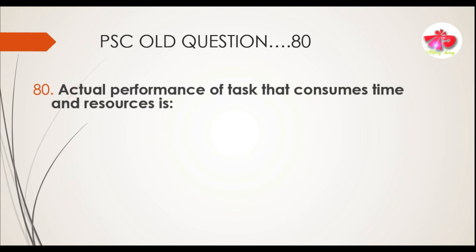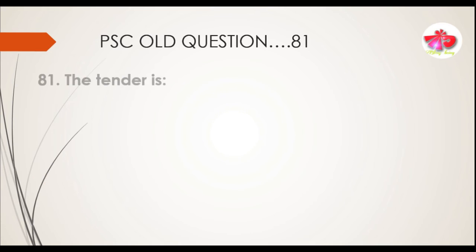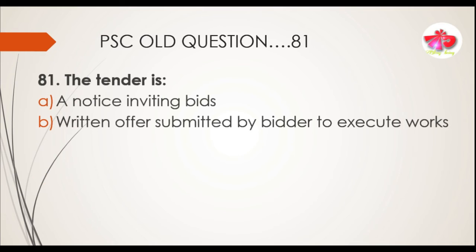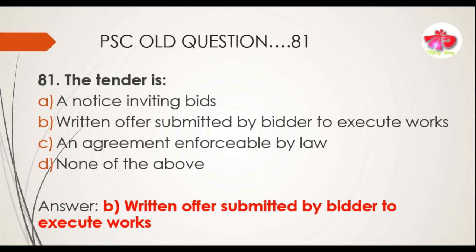Question number 80. Actual performance of tasks that consumes time and resources is: option A, an event; option B, duration; option C, activity; and option D, all of the above. So friends, actual performance of tasks that consumes time and resources is an activity, option C. Question number 81. The tender is: option A, a notice inviting bids; option B, a written offer submitted by bidder to execute work; option C, an agreement enforceable by law; and option D, none of the above. So friends, the tender is a written offer submitted by the bidder to execute work, option B.